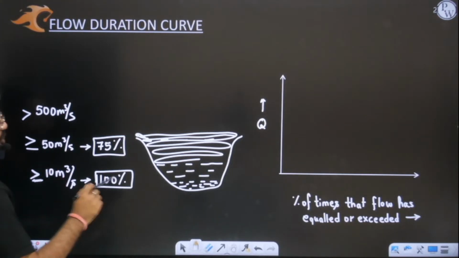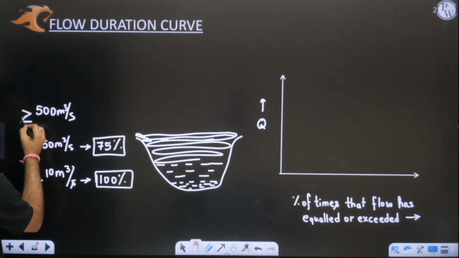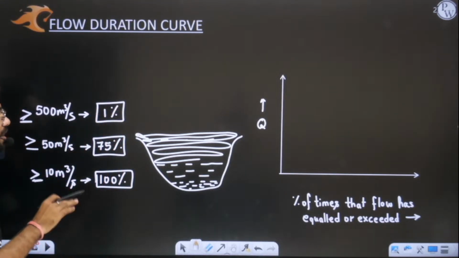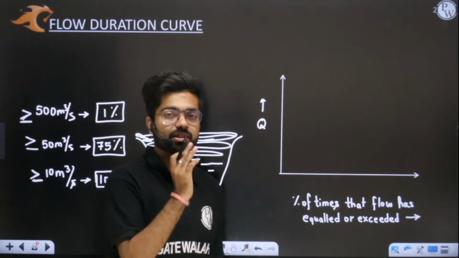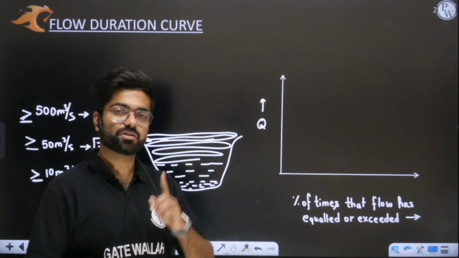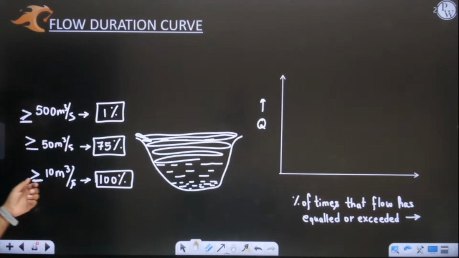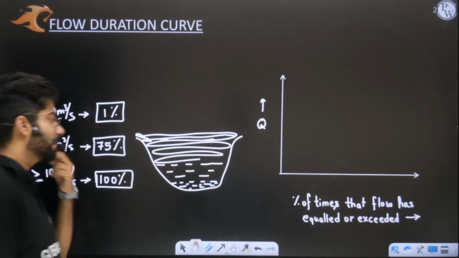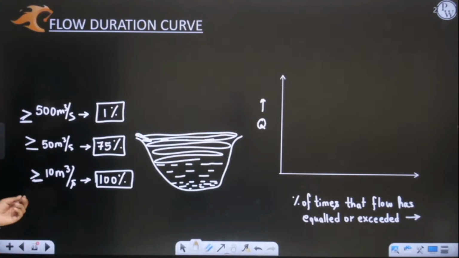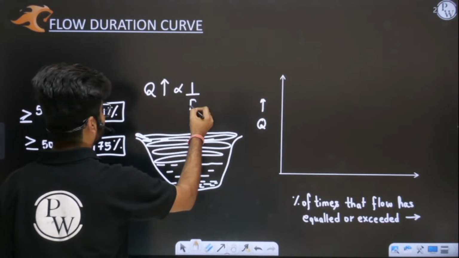So what is the percentage of times that this discharge will be equaled or exceeded? Let us say it has only 1% chance. Out of 100 times, only 1 time you will see this kind of discharge in this river, that it has been overtopped. So the probability of occurrence of this kind of flow, equaled or exceeded, is only 1 by 100, that is 1%.